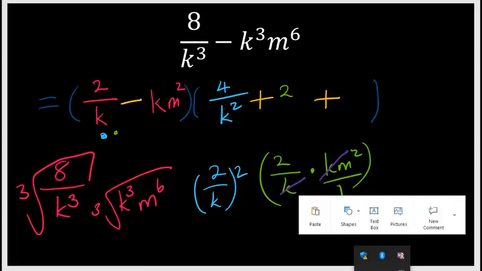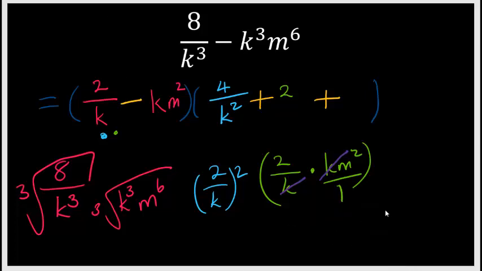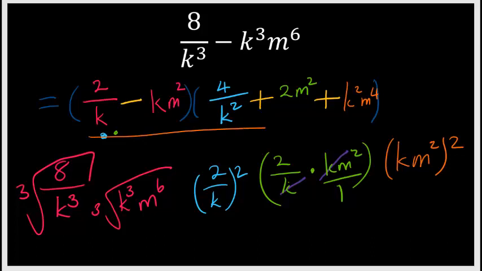So I have 2m squared over 2 times 1 over 1. So I don't really need to write the over 1. I can just write 2m squared. And then finally, I want to say km squared to the power of 2. That becomes k^2 m^4. And that's my final answer.